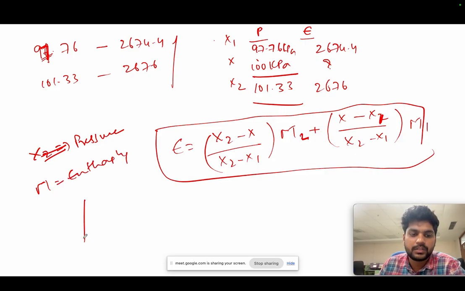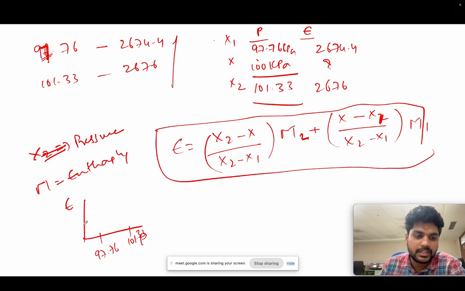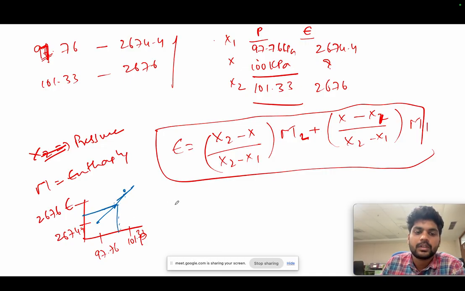So basically what you are doing is, if you take the graph of pressure and enthalpy, we have 2 points. Say this is the pressure 97.76. Here you have the point of 101.33, and here the enthalpy is something around 2674.4. Here it is 2676, and I am making two dots, here one and here one, and I am joining these two, and suppose I want to find this point. So you need to find out this one. So now you need to find out the line equation. So line equation is y equal to mx plus c.